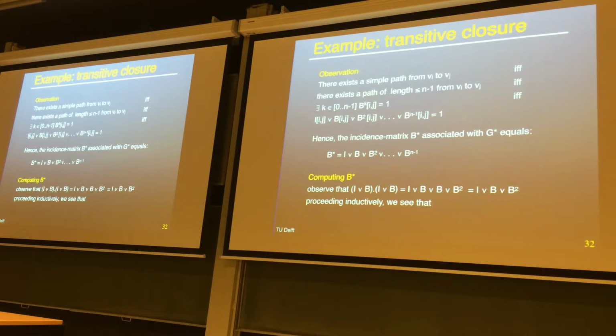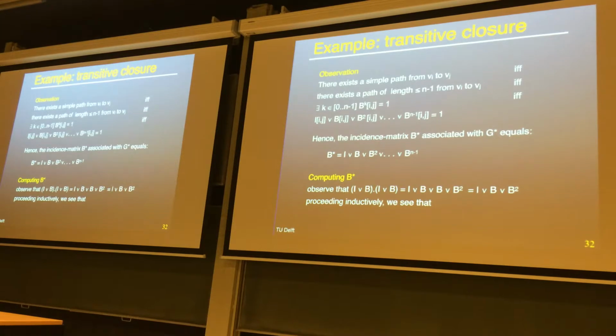Oh, sorry. Yeah. So, we now know that there exists a simple path from Vi to Vj if there exists a path of length at most n minus 1 to Vi. Yes? Would this be more efficient than using pointer jumping? Yeah. Sure.